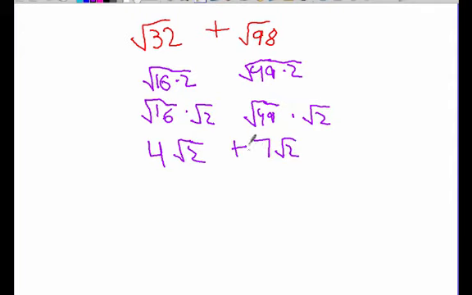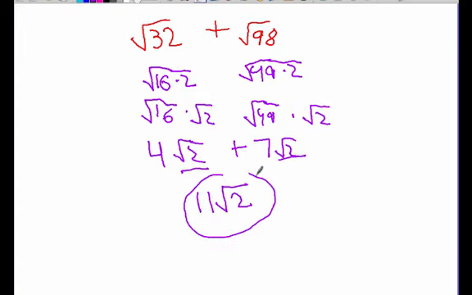Well, now look at that. I've got 4 square root of 2 over here, 7 square root of 2 over here. We're looking for like radicals, and we see that and that are both square root of 2. They're like radicals, so they can be added together. 4 plus 7 is 11. So your answer ends up being 11 times the square root of 2. And that's a simplified version.